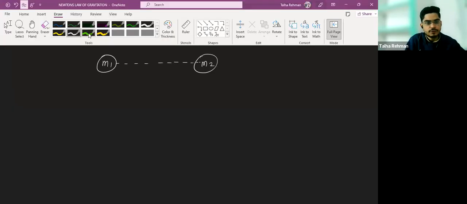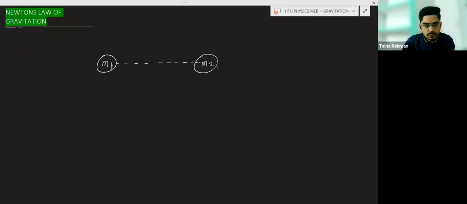There is a force of attraction on this mass m1 due to m2, like this. Force on mass m1 due to m2, and there is a force of attraction on mass 2 by 1.